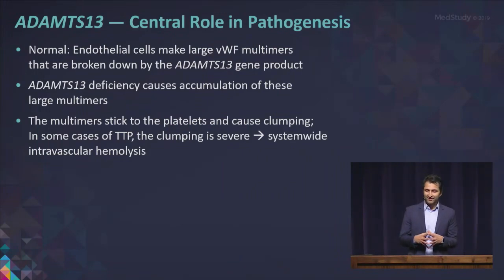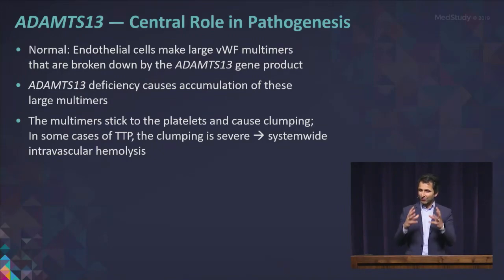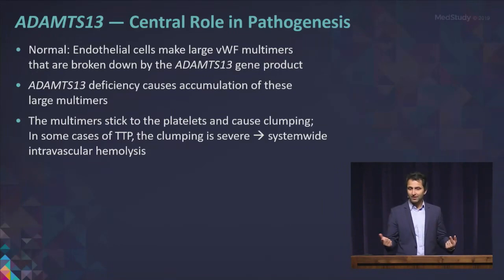So it all relates to this enzyme called ADAMTS13. And this enzyme is responsible for breaking down large multimers of von Willebrand factor. So when you have a deficiency of this enzyme, that's what leads to TTP, because these large von Willebrand multimers are not broken down, and they clump together, and they plug up the microcirculation and lead to all these problems. So TTP is caused by a deficiency of this enzyme, ADAMTS13.